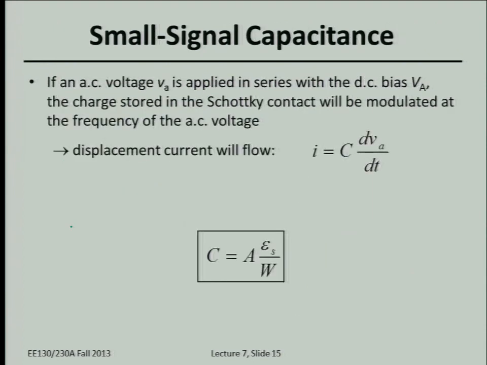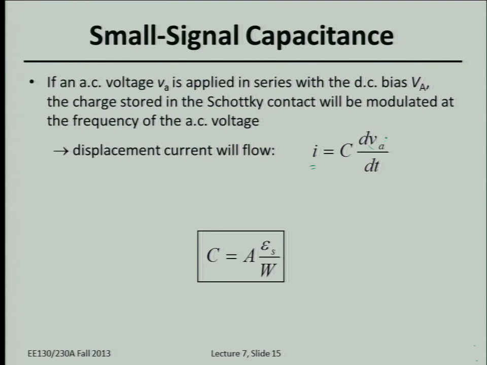Because of that, we call this effect a small signal capacitance. It's not a capacitor, of course, because it lets current flow easily in one direction. But the key is that if you want to change the voltage across this metal semiconductor junction, you have to add or subtract charge from both sides of the junction, because you have to change the depletion width. Therefore, some displacement current has to flow, and that's going to depend on the change in voltage.